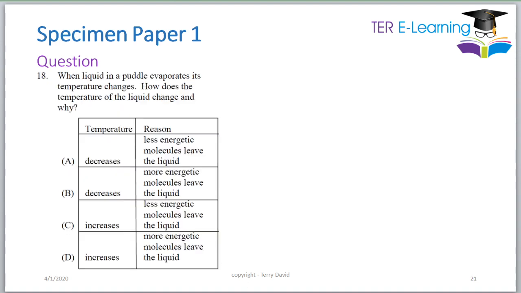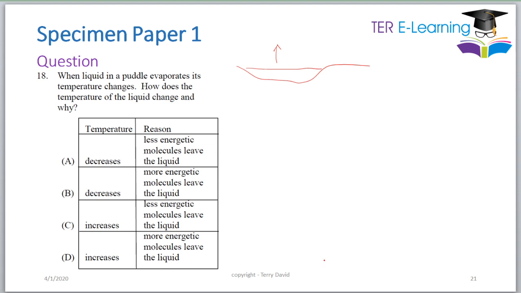Let's move on to question 18. In this question, they said when liquid in a puddle evaporates, its temperature changes. How does the temperature of the liquid change and why? So we have some water in a puddle here, and the liquid in the puddle evaporates. When it evaporates, its temperature changes. They want us to explain what is happening here.